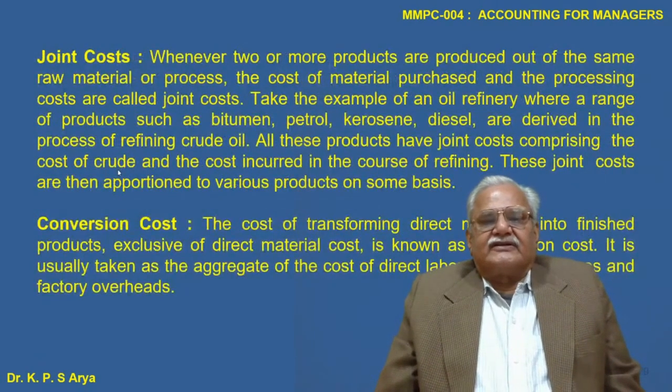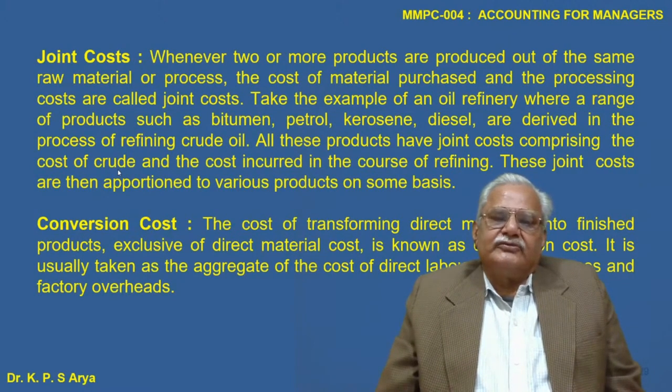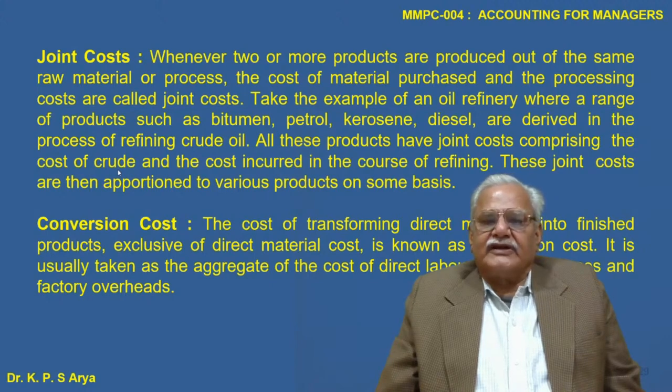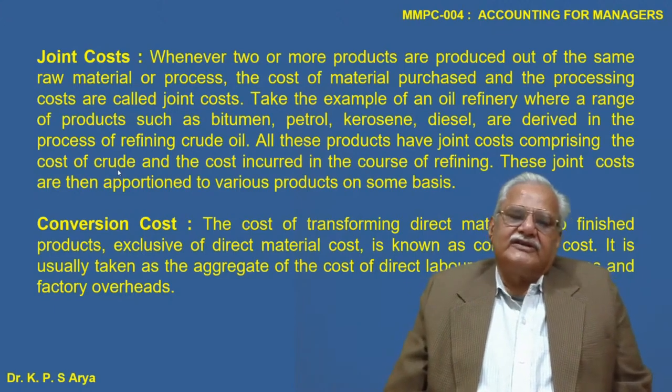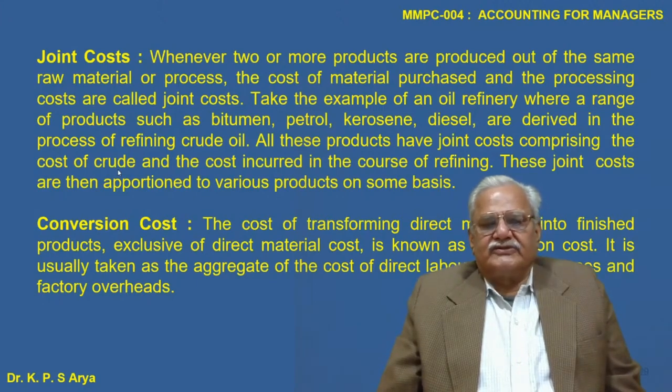Joint costs are those costs incurred when two or more products are produced out of the same raw material or process. The cost of material purchased and the processing costs are called joint costs. Take the example of an oil refinery where a range of products such as bitumen, petrol, kerosene, and diesel are derived in the process of refining crude oil. All these products have joint costs comprising the cost of crude and the cost incurred in the course of refining. The joint costs are then apportioned to various products on some basis.